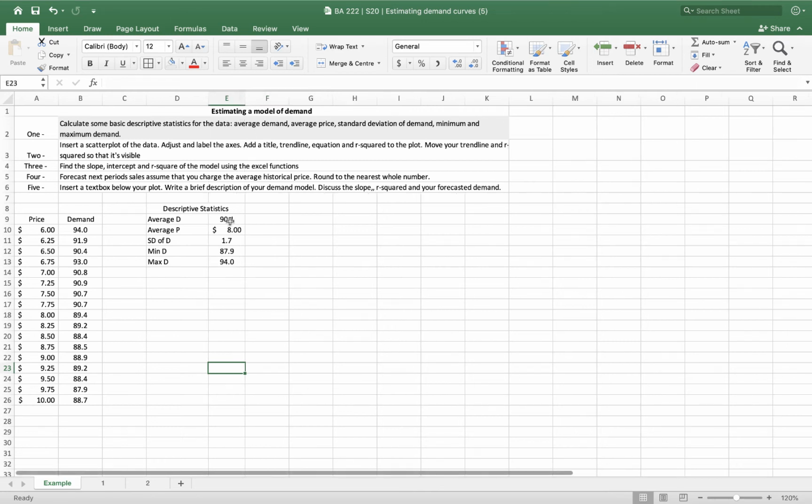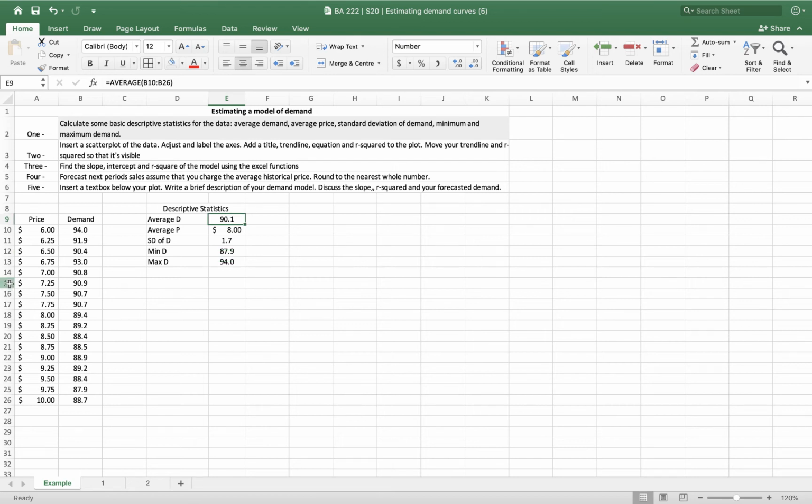Those are our basic descriptive statistics. What this tells us is that on average, 90.1 units were sold when prices ranged from $6 to $10, and the average price was $8, right in the middle. The standard deviation of demand was 1.7, which gives us a sense of the distribution of the data, and demand ranged from 87.9 to 94.